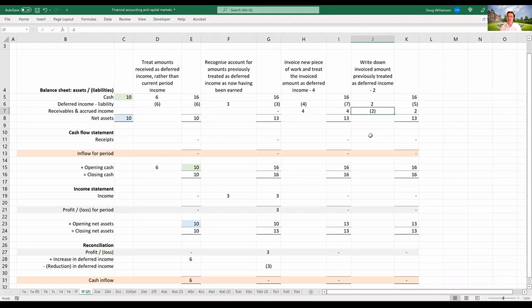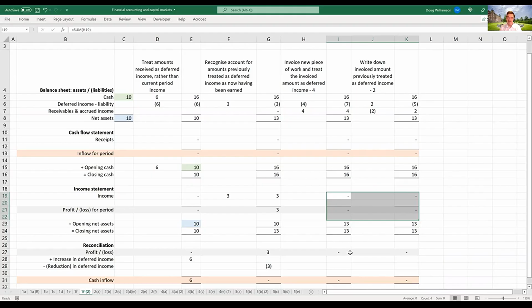and we've now got a smaller balance sheet in terms of its individual items, but again, no change in the net assets. So we're reducing the receivable and we're reducing the element of deferred income that relates to that piece of work. And again, no change in cash. And again, this is not income, nor is it an expense, so there's no effect on the net assets and no effect on equity.